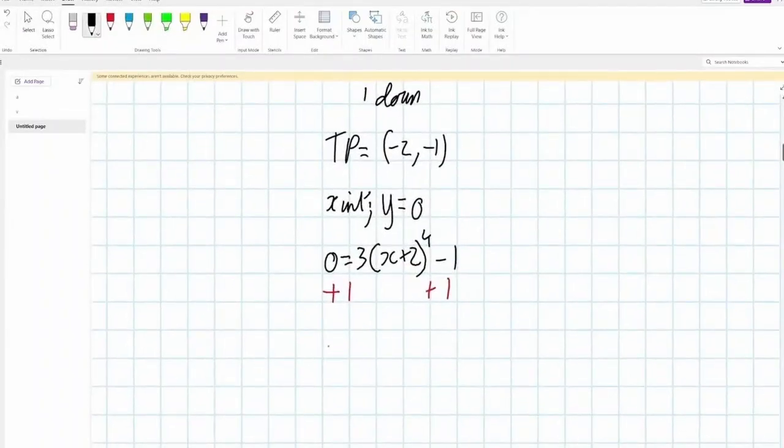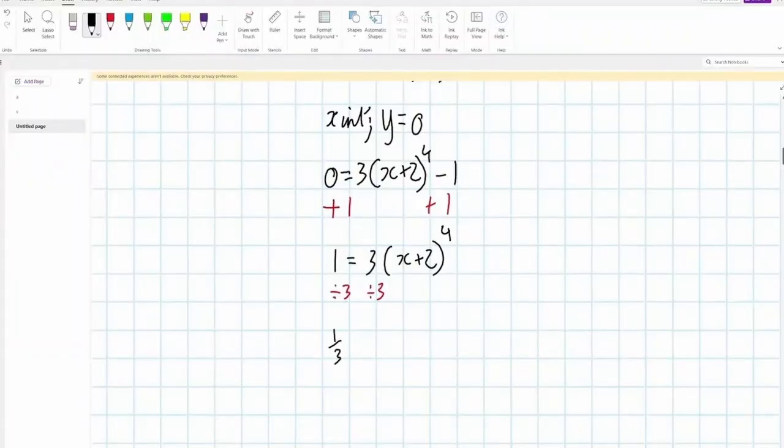And so with that, we then get 0 plus 1. A bit of a hard question. I think that might be 1, which is equal to 3(x + 2)^4. We then have this 3 times out the front, so we're going to have to divide by 3 on both sides, and that's going to give us an Irishman's second favorite fraction, which is a third.